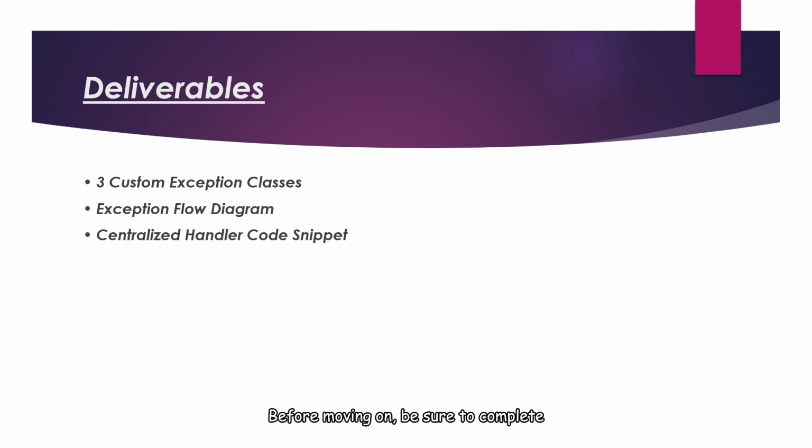Before moving on, be sure to complete your deliverables for today. First, implement three custom exception classes that represent real business scenarios. Second, draw an exception flow diagram to visualize where and how errors propagate through your system. And third, write a centralized handler that ties everything together. This will not only help you grasp today's concepts, but will also serve as valuable building blocks for your final capstone project.